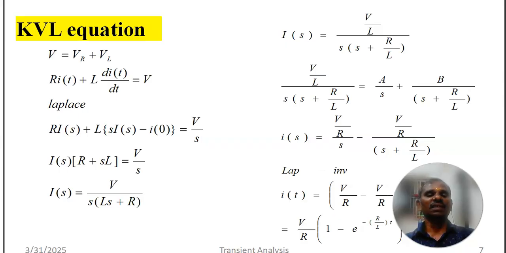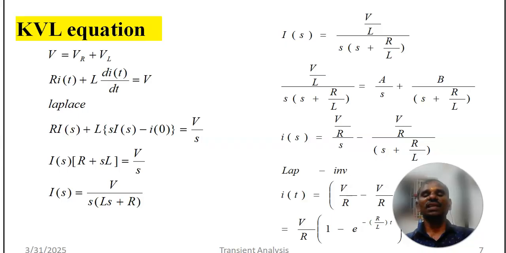So I want I of s. Just take I of s out of the bracket. So it is R plus sL, which is equal to V divided by s. So I of s is equal to V divided by s into (Ls plus R). I just simplify this. So I of s is equal to V divided by L, whole divided by s into (s plus R divided by L).